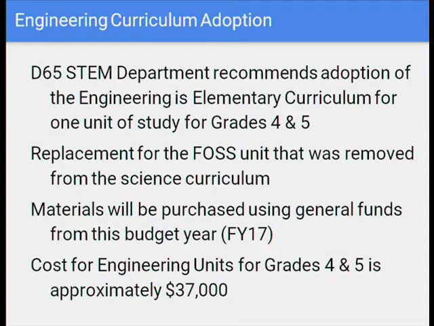So today, we'd like to recommend the adoption of the Engineering is Elementary curriculum for one unit of study for grades 4 and 5, starting next year. This serves as a replacement for the FOSS unit that was removed from the science curriculum. We will use general funds from this fiscal year to purchase the materials, and the approximate cost is about $37,000.